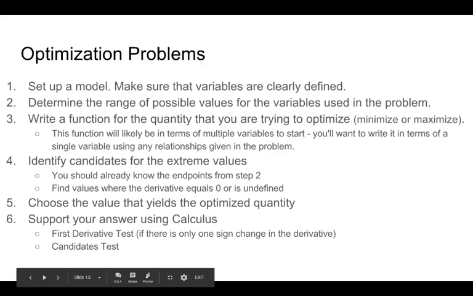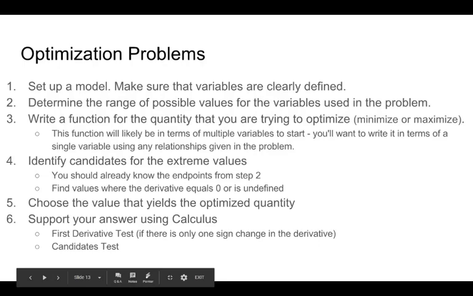If there's more than one sign change, or maybe not any sign changes at all, then the candidates test would be a better option. We could have used the candidates test here. The endpoints that we would have identified as candidates, though, would have been 0 and infinity, which wouldn't have made sense for that problem, because we would have had a tank with 0 depth or 0 width, and neither one of those makes much sense. Those would give us infinite cost. Either way, we did that.